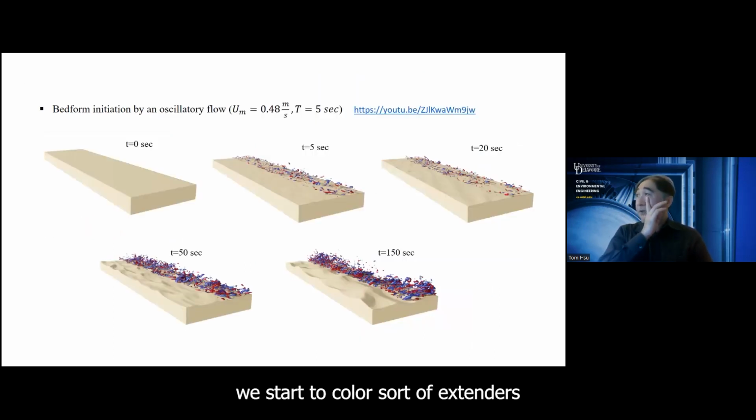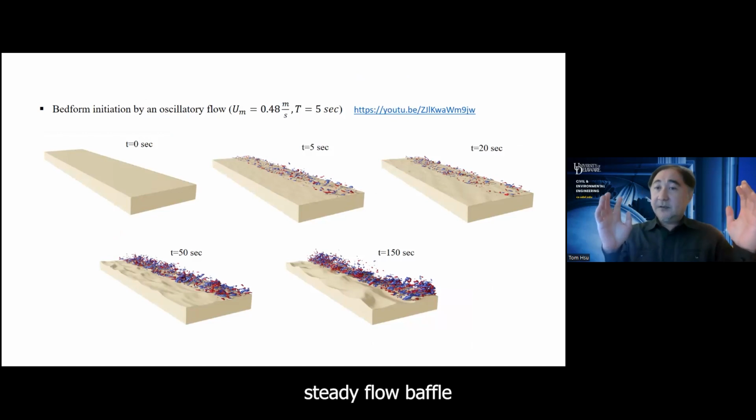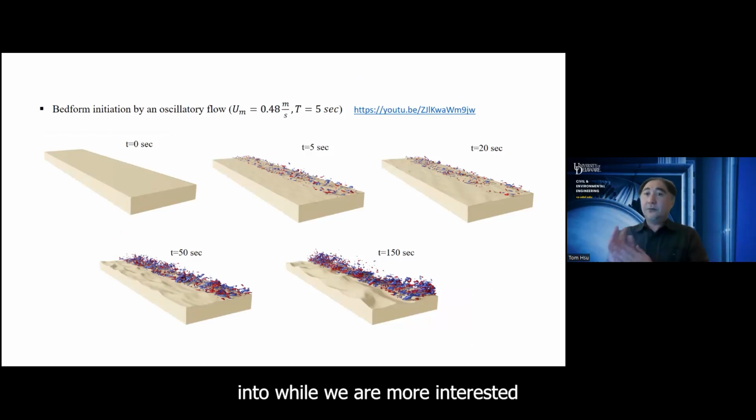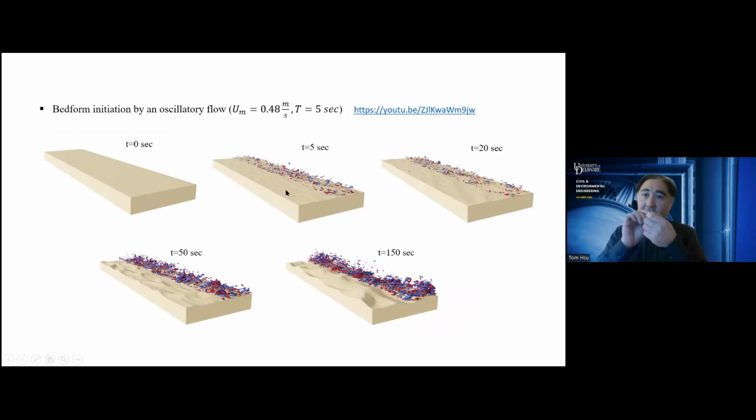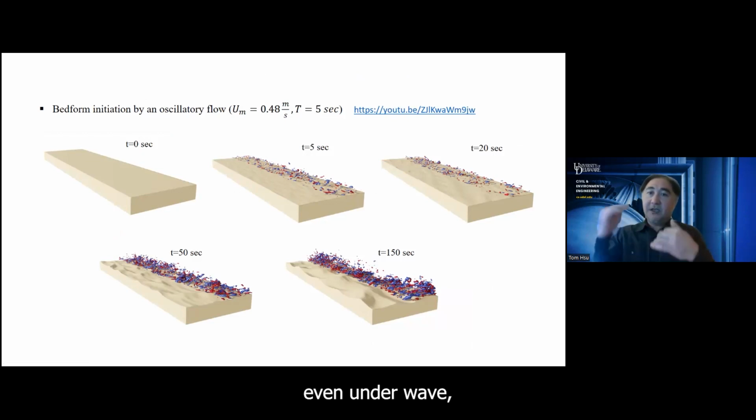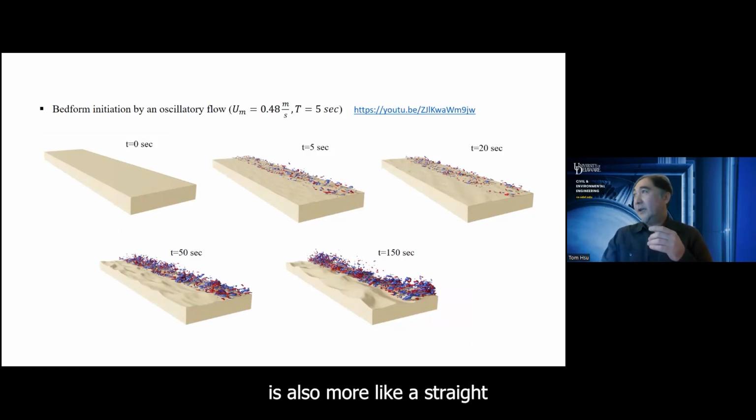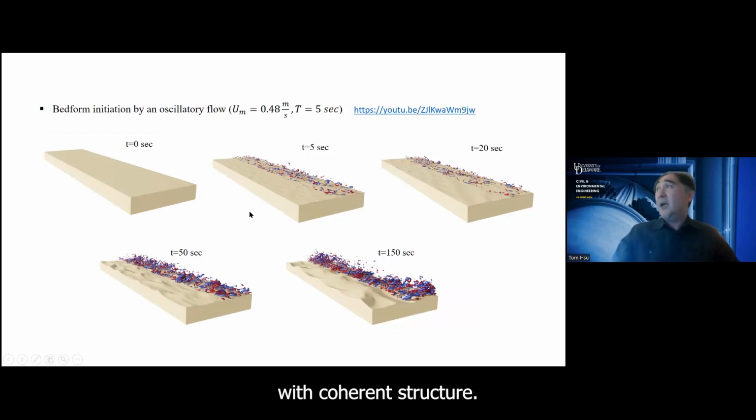And more recently, we start to extend this steady flow bed form into what we are more interested in, the bed form generated by the oscillatory flow. Preliminary results show that similarly, the initial generation of the bed form, even under wave, is also more like a streak type of feature associated with coherent structure. We need to look into this simulation more carefully to understand the problem fully.